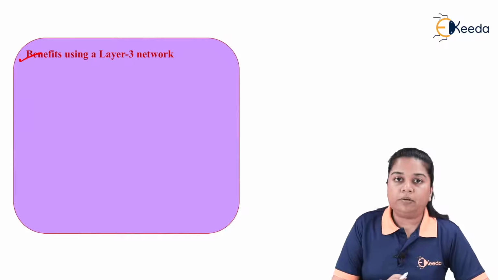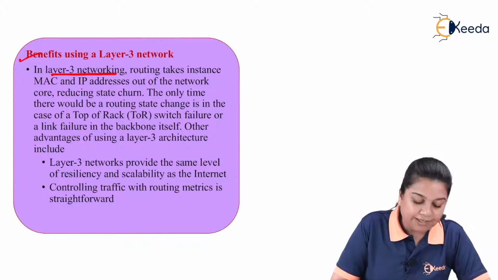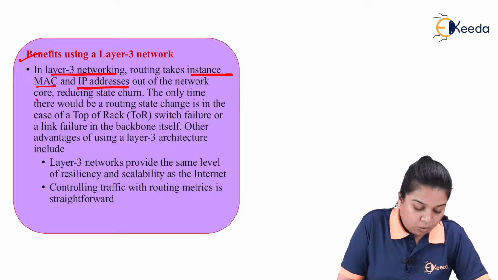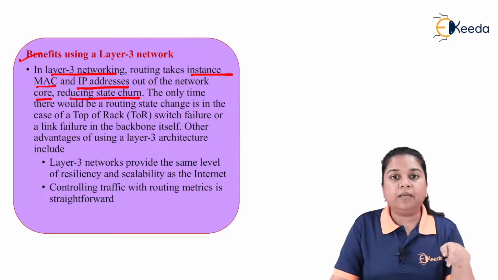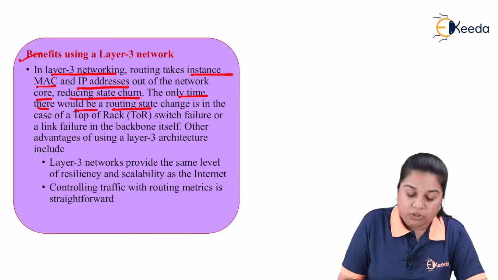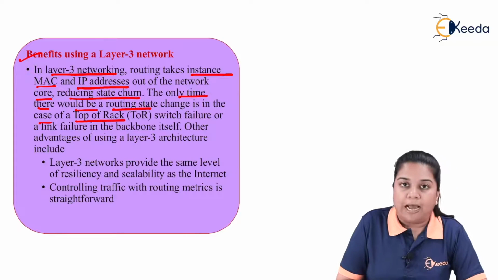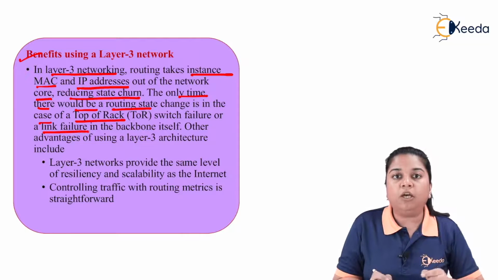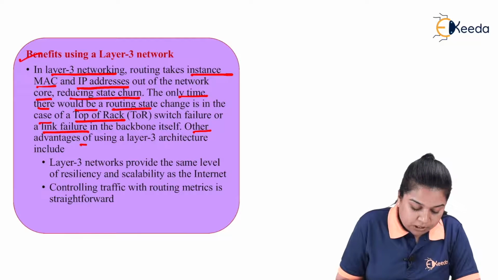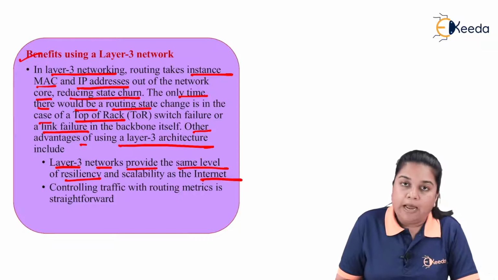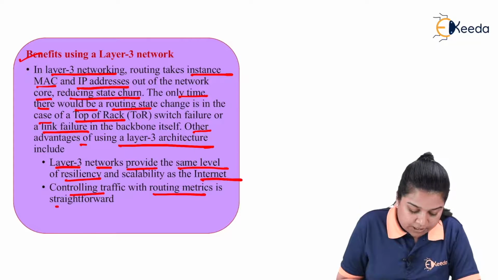Benefits of using a layer 3 network. In layer 3 networking, routers take instance MAC and IP addresses out of the network core, reducing the state churn which was present in the layer 2 network architecture. The only time there would be a routing state change is in the case of a top of rack switch failure or a link failure in the backbone itself, which is connecting all of them. Another advantage of using a layer 3 architecture is that a layer 3 network provides the same level of resiliency and scalability as the internet, and controlling traffic with routing metrics is straightforward.